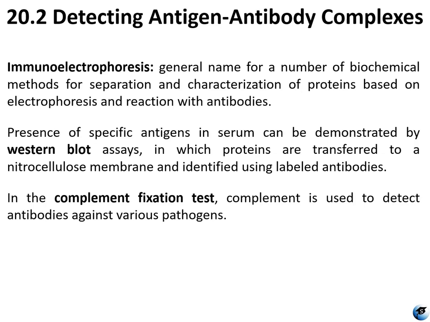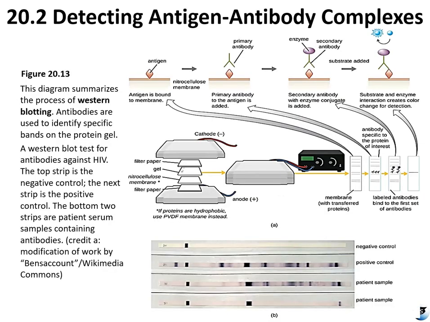The presence of specific antigens in a serum can be determined using Western blot assays. And a Western blot assay is when the proteins are transferred to a nitrocellulose membrane, and then you can identify the proteins using antibodies that have been labeled with different fluorescent molecules. In a complement fixation test, the complement is used to detect antibodies against certain pathogens.